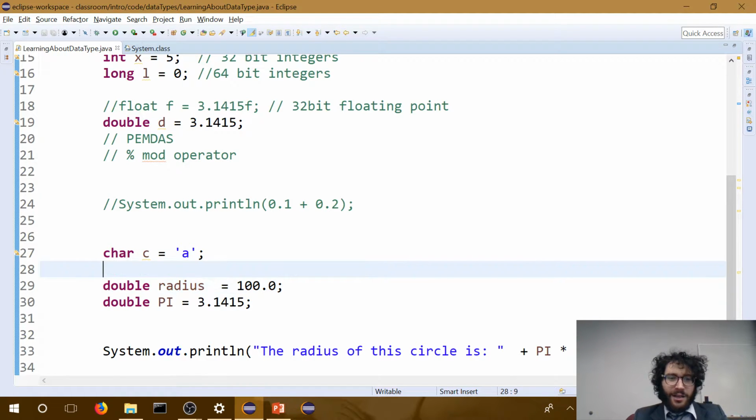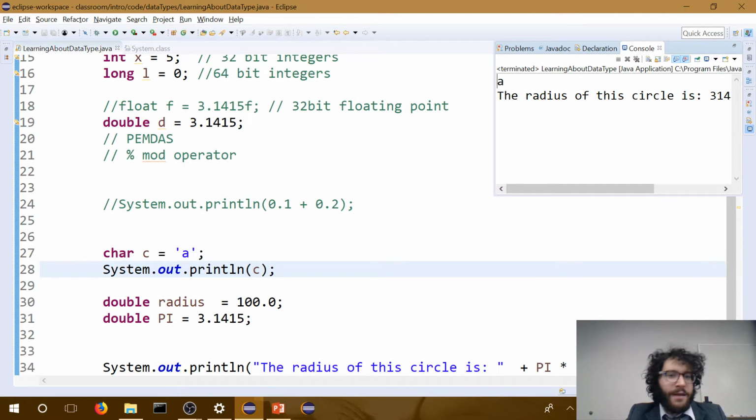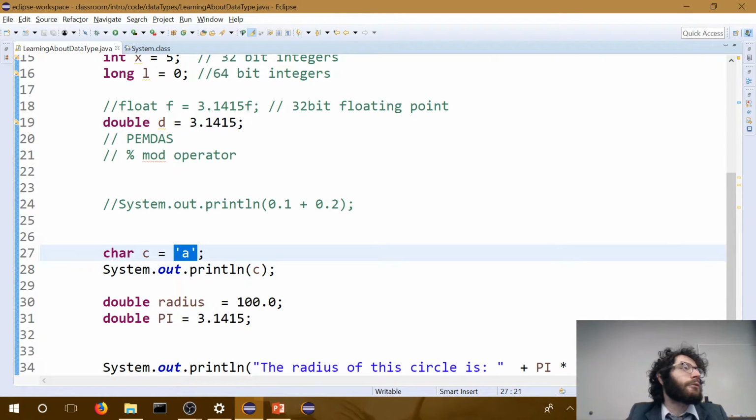So if I ask it to print character C out, print line, it will print out A, because that's what I stored in it. Notice the single quotation marks as opposed to the double quotation marks. Characters get single quotation marks. I can't put more than one thing in there. A character is just a single symbol, right?